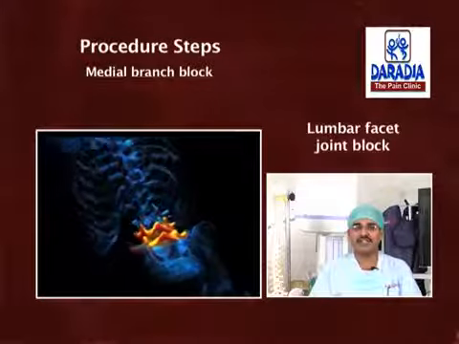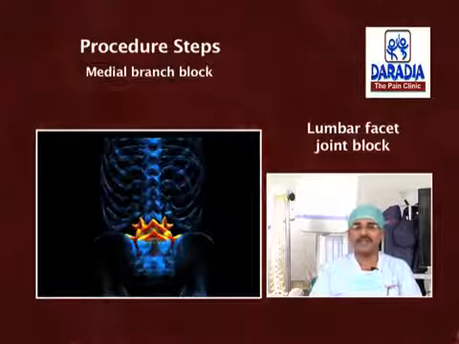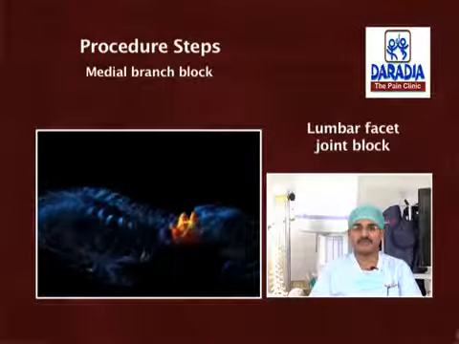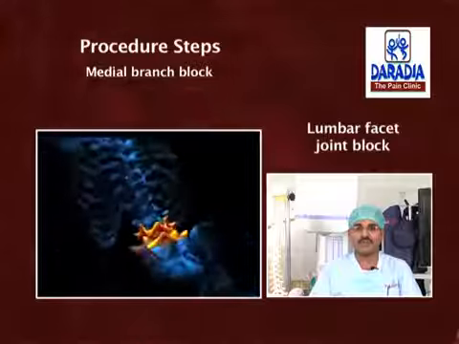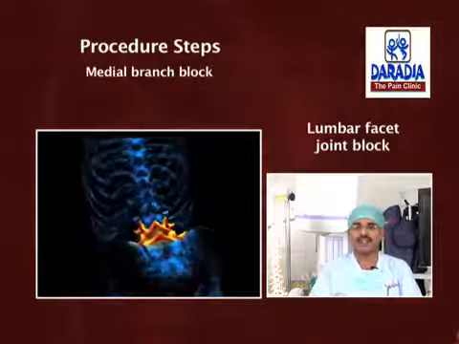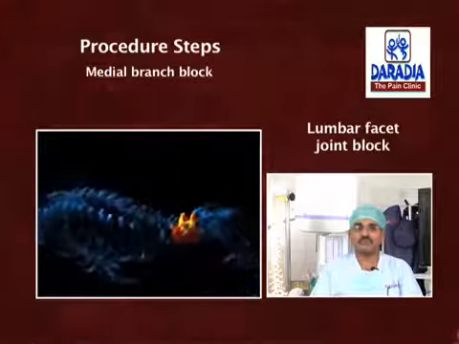We use a 20 gauge 10 cm needle with a 5 mm active tip. Curved or straight needle can be used. The needle is first targeted to the transverse process, and once you have hit the transverse process, the needle is slowly moved towards the superior articular process and placed finally at the junction of the superior articular process with the transverse process.